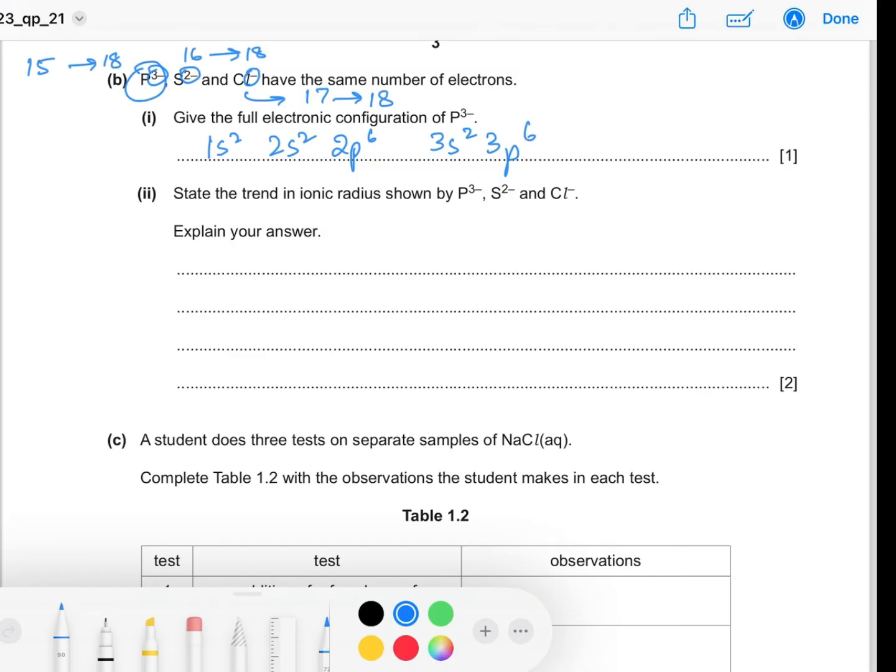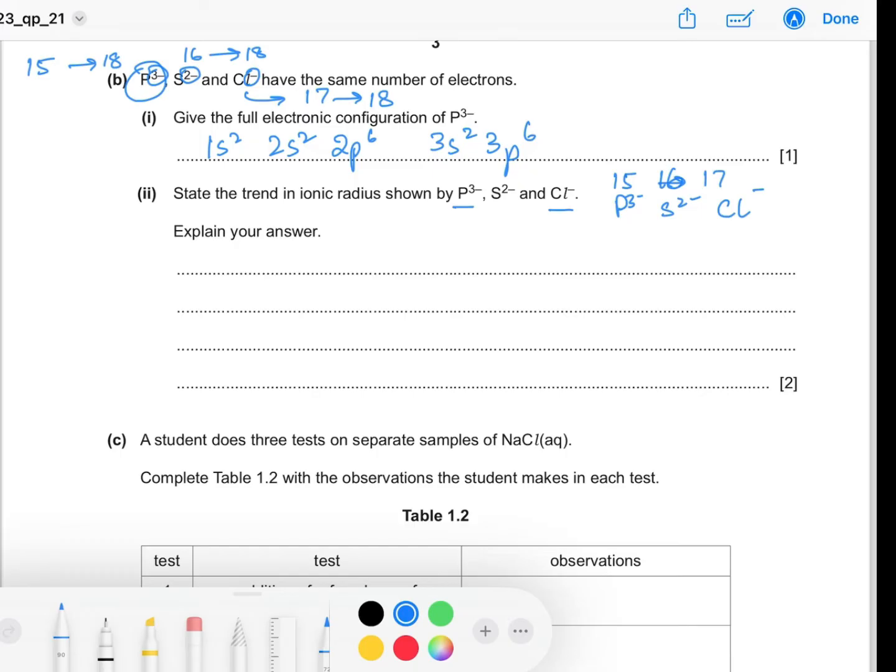Part 2: state the trend in ionic radius shown by phosphide, sulfide and chloride ions. Explain your answer. All of these ions are isoelectronic, which means they have the same number of electrons. However, the number of protons in the nucleus increases from phosphide ion to chloride ion, from 15 in phosphide ion to 16 in sulfide ion to 17 in chloride ion.